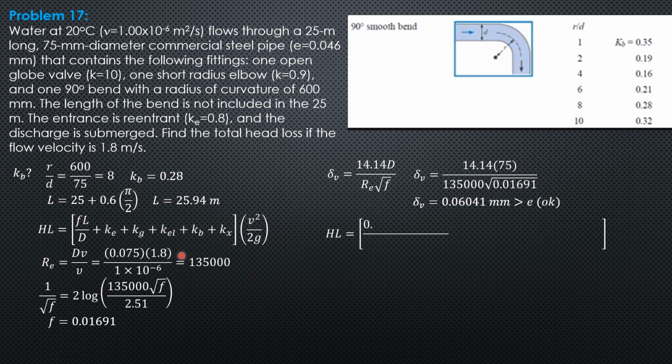Substitute here. So 0.01691 times length 25.94 over diameter 0.075 plus loss coefficient at entrance, reentrant 0.8, globe valve 10. This is for elbow, this is for the bend, and this is for submerged exit. So, or discharge, submerged discharge or submerged exit. Then velocity head 1.8 square over 19.62. So the total head loss can now be computed 3.109 meters.